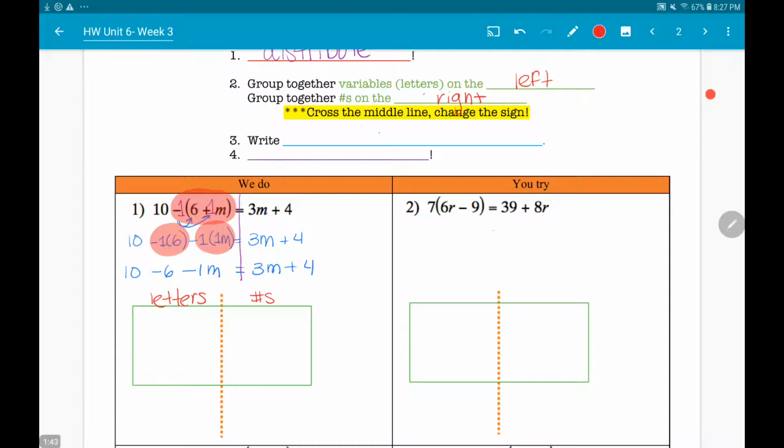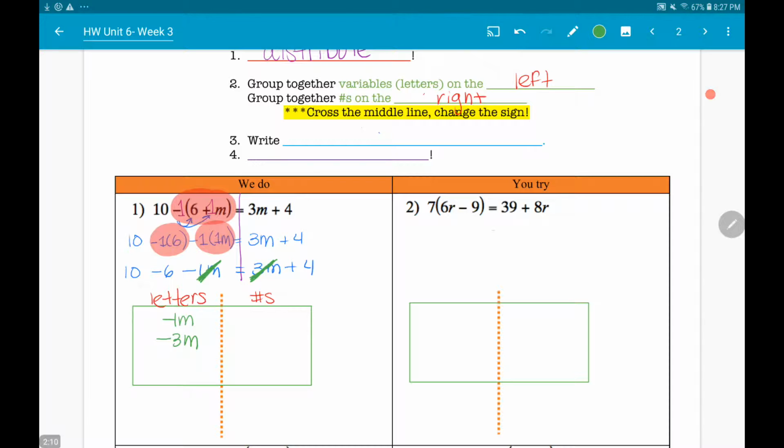All right, so the first thing I'm going to scan for is those letters. So I see a letter right here, my -1m, so I'm going to bring that down. I'm going to cross it off so that I know I already used it. On the right side, I see a 3m. But remember, when I cross the middle line, I change the sign. So now I'm going to change it to a -3m.